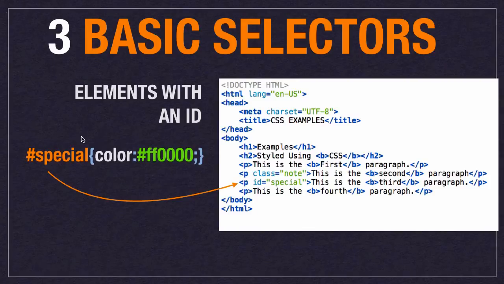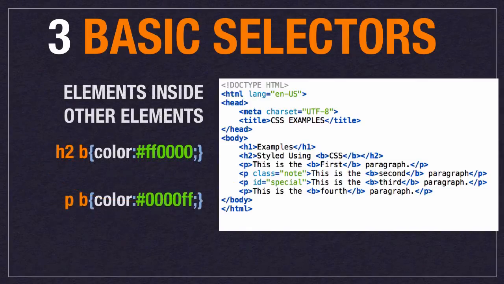So IDs, the main difference between classes and IDs, is that IDs can only be applied to one element on the page, whereas classes can be applied to as many elements as you like. And then, of course, the IDs have the pound sign in front of them in your CSS when you're using it, so it knows you're talking about an ID versus a class.